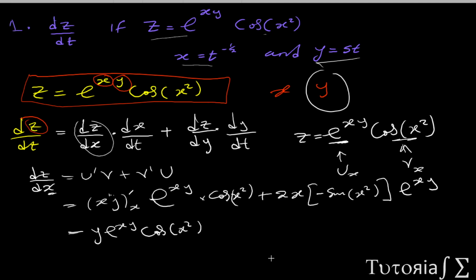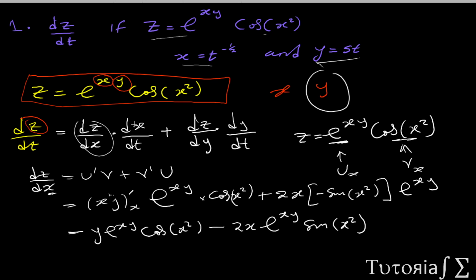Let's do it. So that would be minus, because of the negative here. This times this would be negative 2x. Then we can write the e to the x y, then sine of x squared. All right, so we have found our dz dx, which is right here.